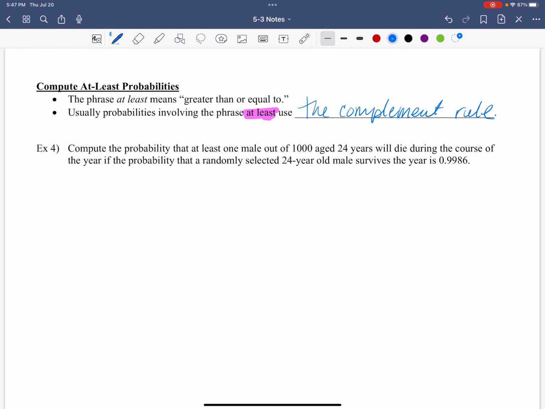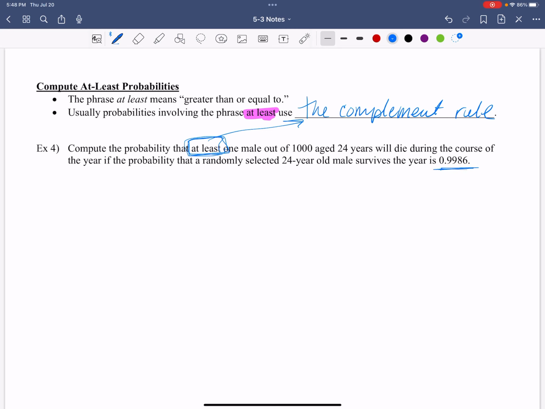So we want to compute the probability that at least, see, it's all about these key words. And means multiply, or means add. At least we're using the complement. At least one male out of 1,000 aged 24 years will die during the course of the year if the probability that a randomly selected 24-year-old male survives the year is 0.9986.